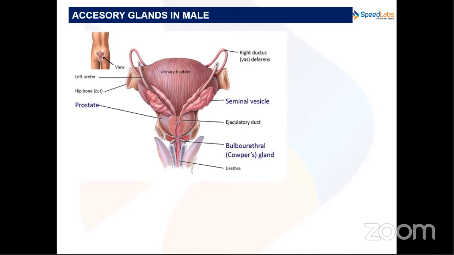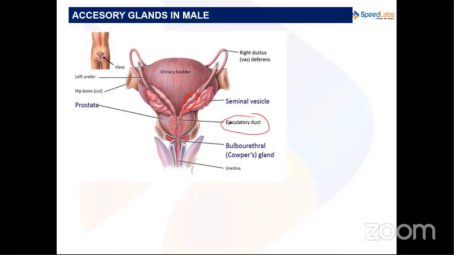And then over here, it broadens to form a region called the ampulla. This is also a place where sperms are stored. So this is the site for secondary storage. And then as it moves down, it meets the duct of the seminal vesicle. Where the duct of the seminal vesicle meets the sperm duct or the vas deferens, it is called the ejaculatory duct.